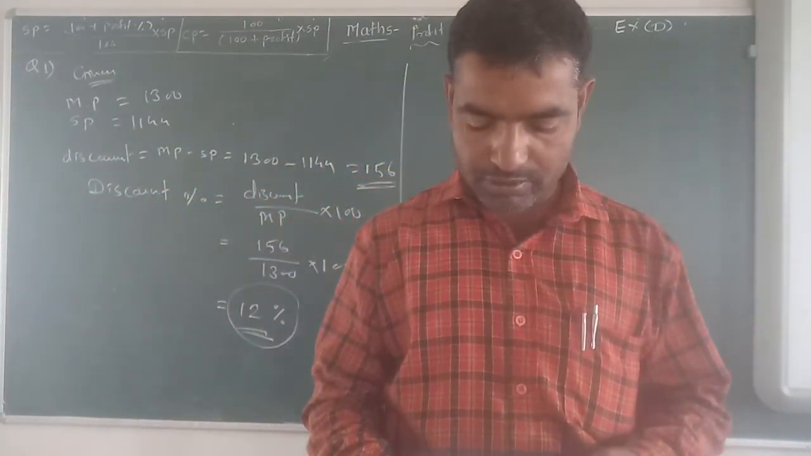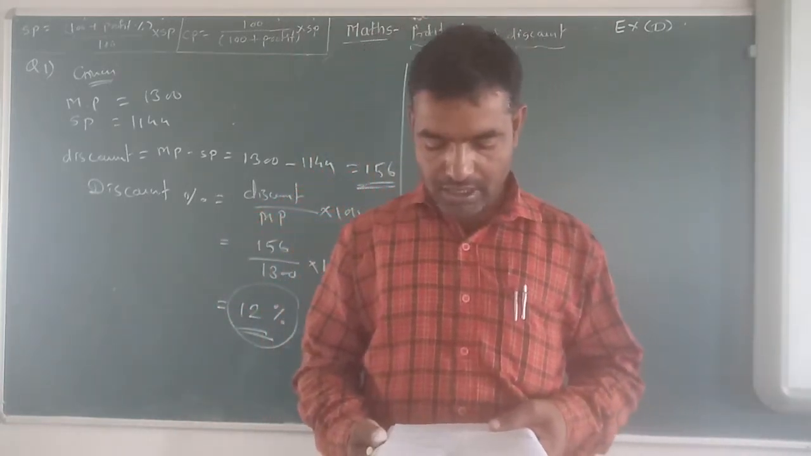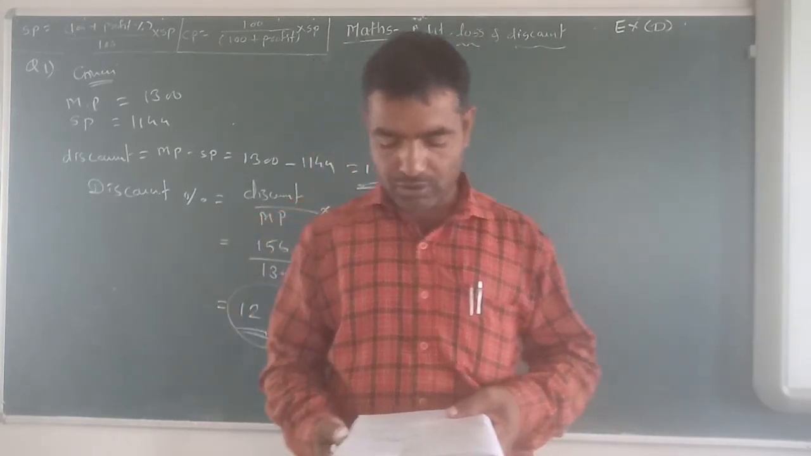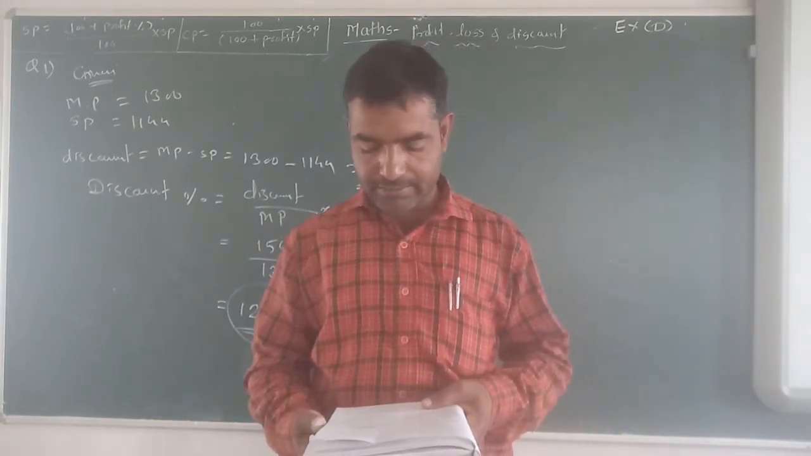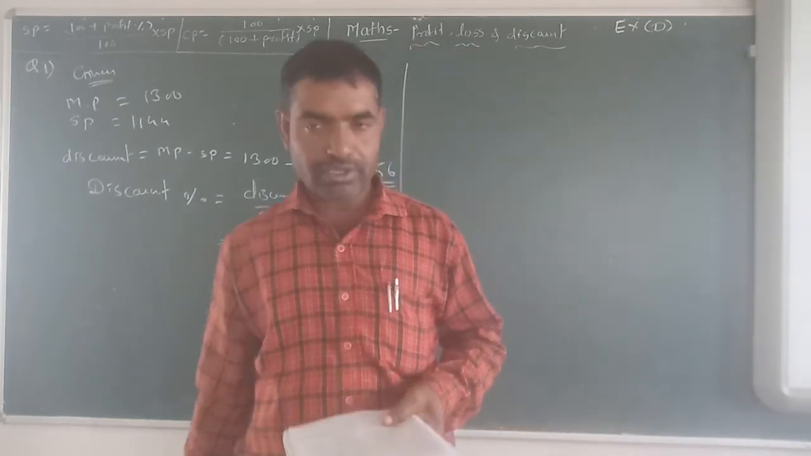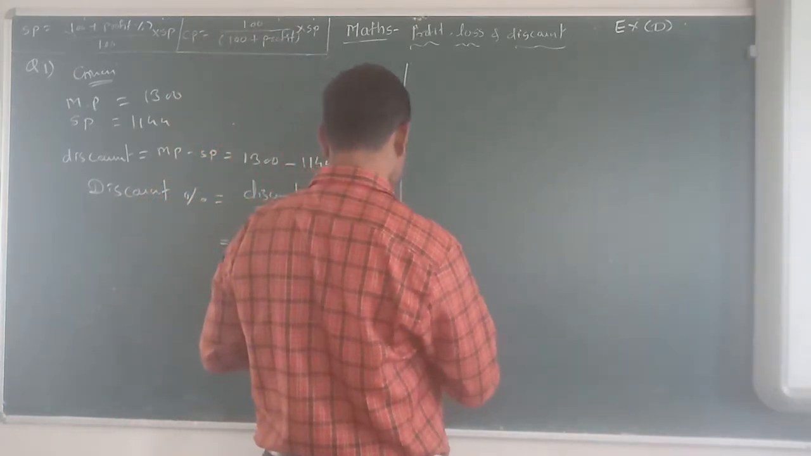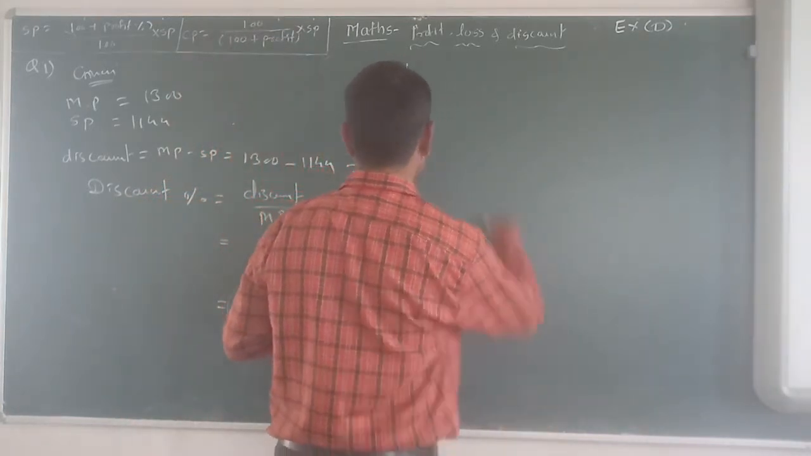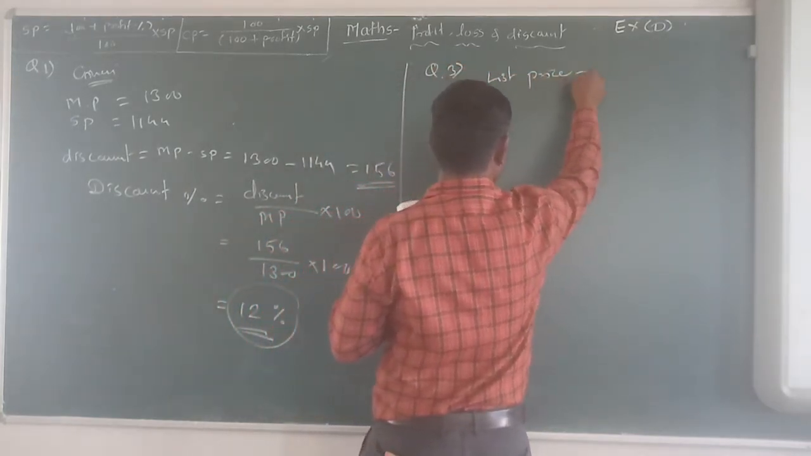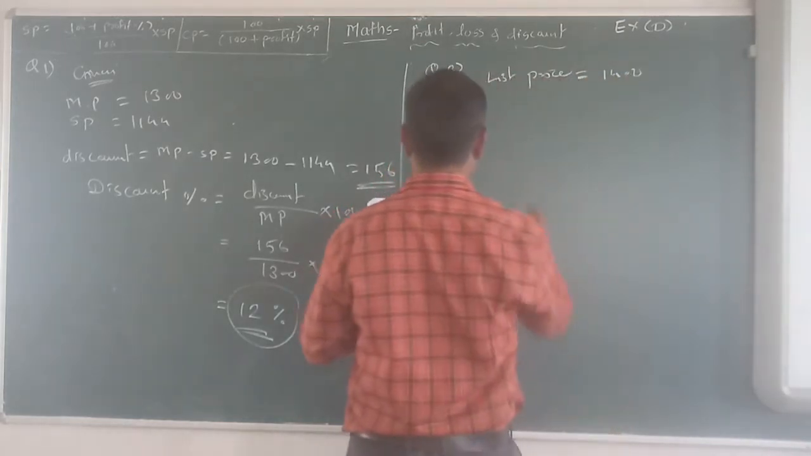Now the next question is given: a wristwatch is available at a discount of 9%. If the list price of the watch is 1400, find the discount given and the selling price of the watch. What is given, we will write first. List price is given. Mark price and list price are the same. So here, question number 3 I have taken. List price is 1400. Then the discount is also given.